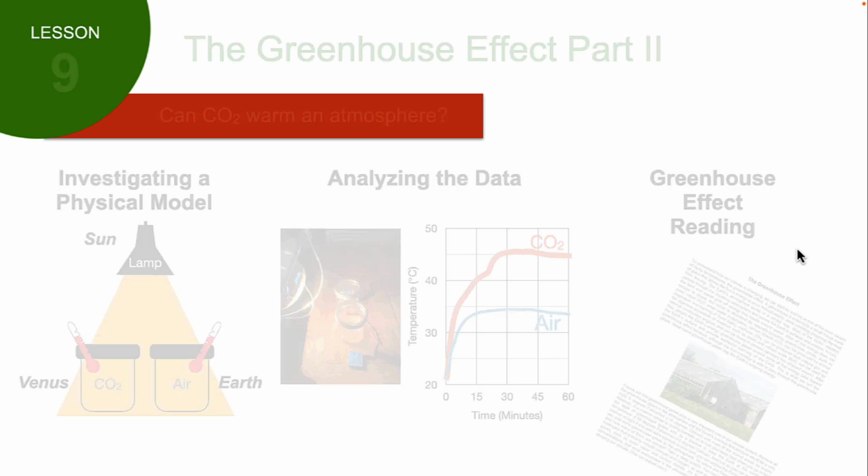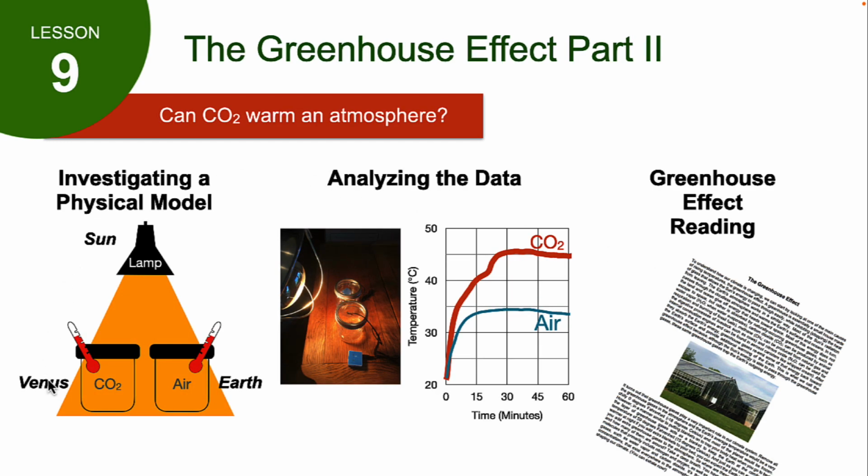In Lesson 9, we conduct our hands-on investigation to test out, can CO2 warm an atmosphere? Students make predictions about what the data could look like so that they're ready when it comes to analyze the actual results. Then they turn on their model sun and discover how much warmer a CO2 atmosphere actually becomes.